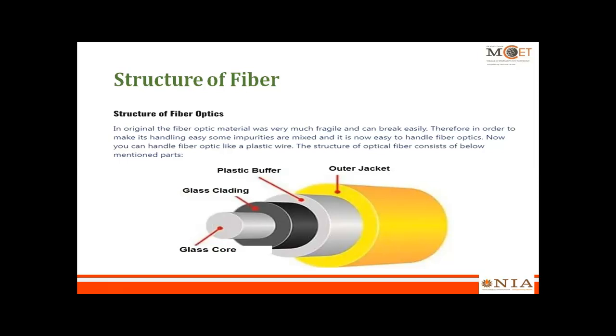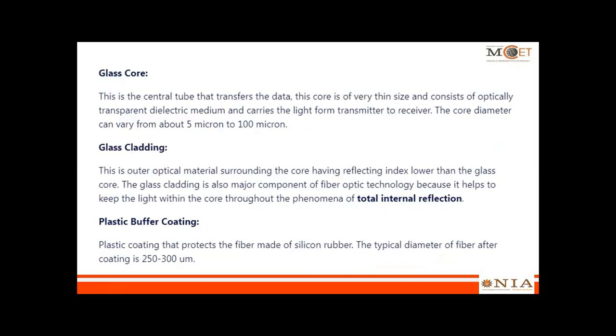The structure consists of the core, then we have the cladding. It may be a glass core. The core diameter may vary from 5 microns to 100 microns. And the core is very thin when we compare it with the cladding.